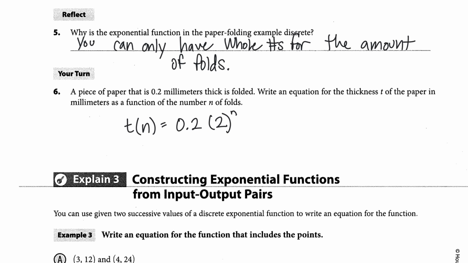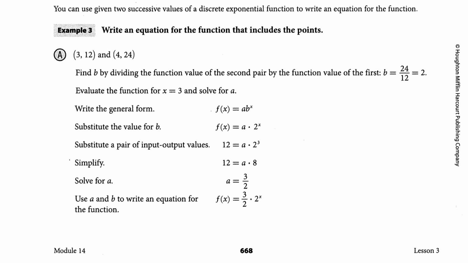You can use given two successive values of a discrete exponential function to write an equation for the function. Write an equation for the function that includes the points. So because they are successive, meaning the inputs are the next one in the set, so 3 and then 4, find B by dividing the function value of the second pair by the function value of the first pair. So you're taking those outputs and dividing them. So 24 divided by 12 is 2.